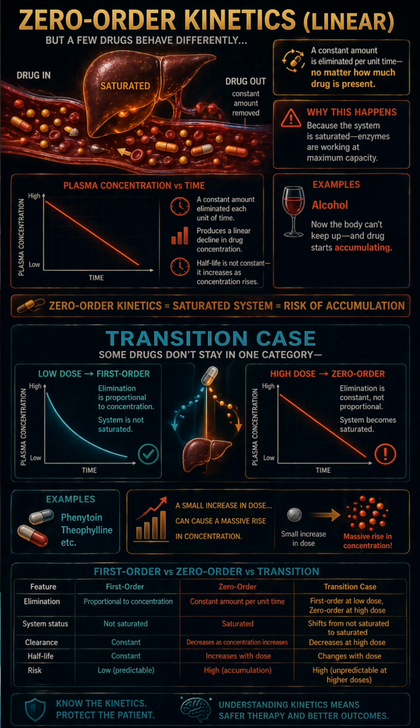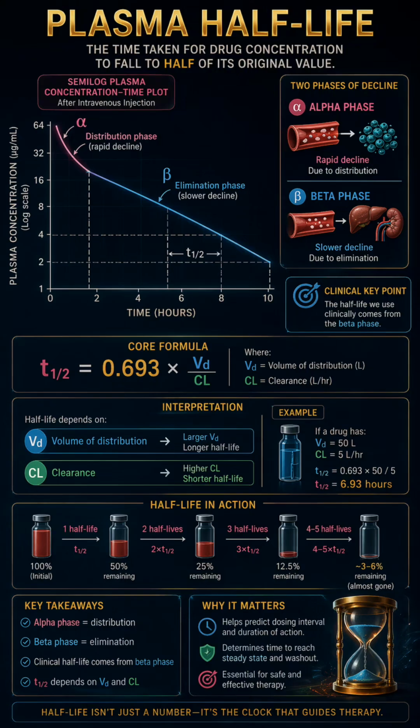But there is one exception over here, known as the transition case. Some drugs don't stay in one category. When it's in low dose, it follows first order kinetics. When it's in high dose, it follows zero order kinetics. For example, Phenytoin, Theophylline, etc. A small increase in dose can cause a massive rise in concentration, as you can see. Now you can see a graph on the screen.